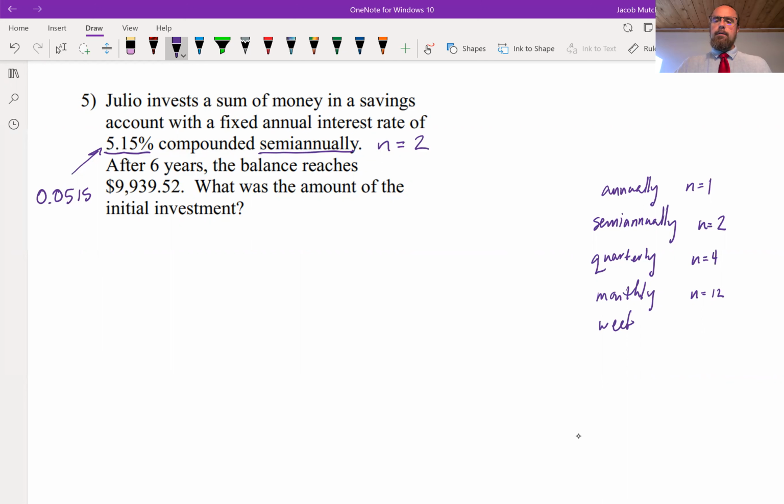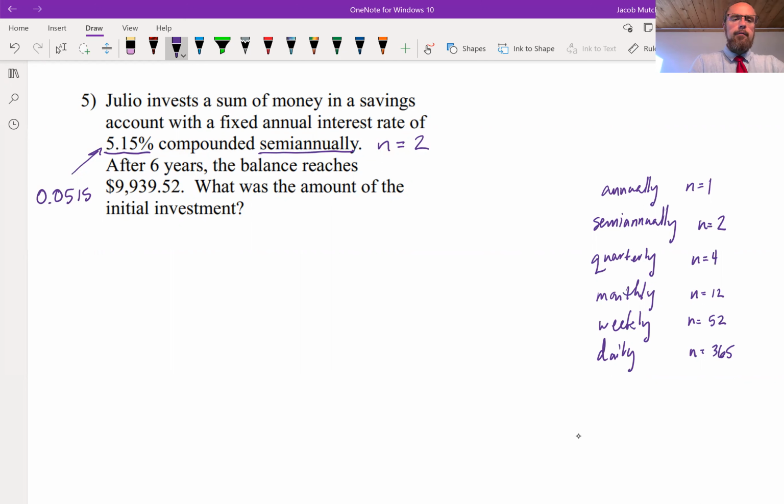Weekly, there are 52 weeks in the year. Daily, n value would be 365. And really daily probably would be for compound interest, probably the most frequent. There's one more version that we'll see called continuous compound interest, but we'll save that for now. That involves a different formula. But ours is semi-annually, so our n value is 2.